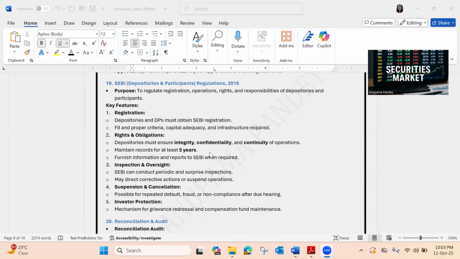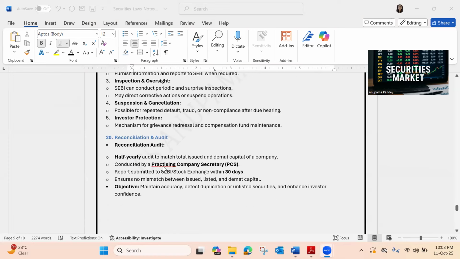SEBI when required. Inspection and oversight: SEBI can conduct periodic inspections and may direct corrective actions. Suspension and cancellation: if there are repeated defaults and non-compliances, after giving opportunity of being heard. Investor protection: mechanism for grievance redressal and compensation fund maintenance will be directed by the SEBI.